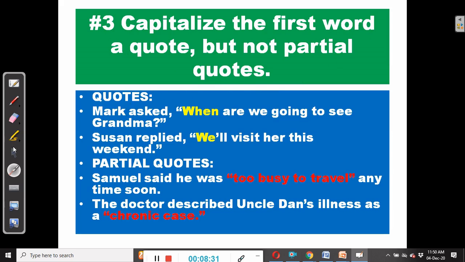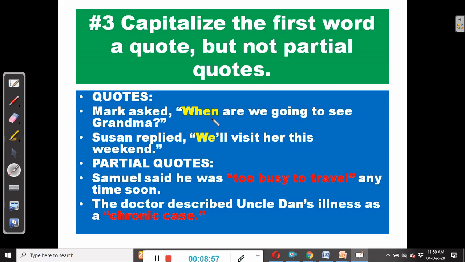Now let's look at the examples of quotes. Mark asked, "When are we going to see grandma?" So the quote here refers to the direct words of Mark, which have been embedded in quotation marks, opening and closing here.